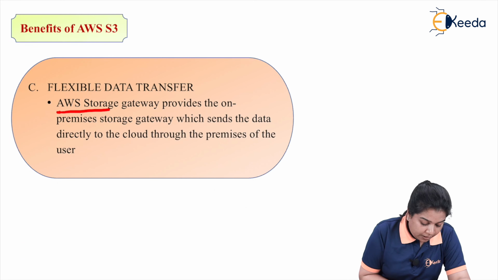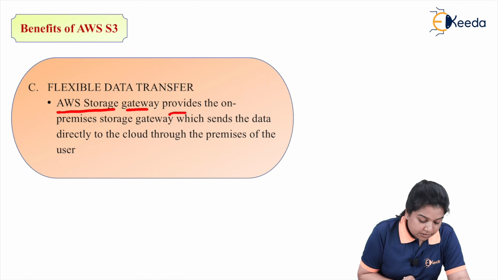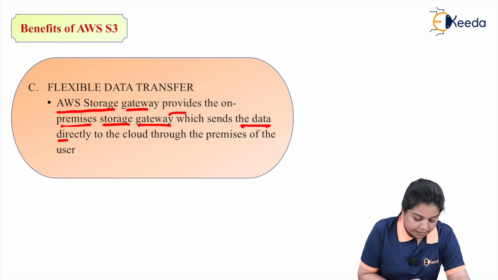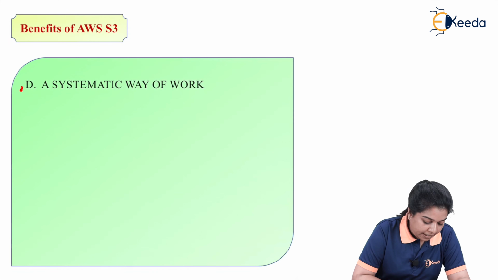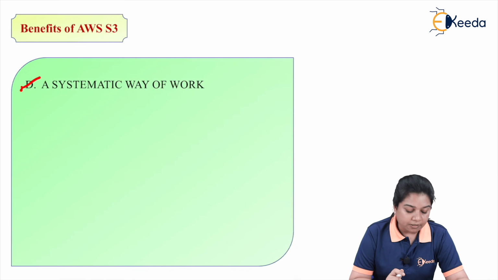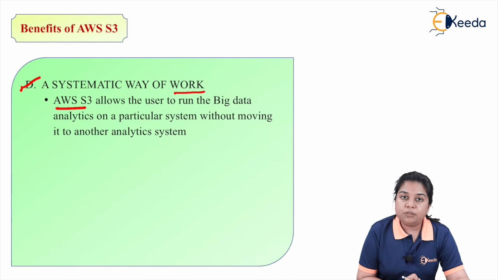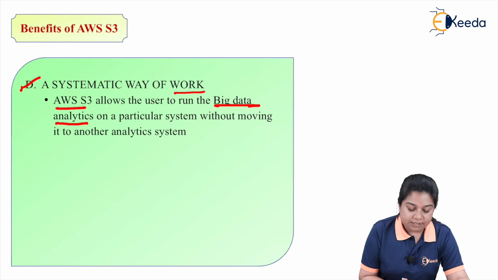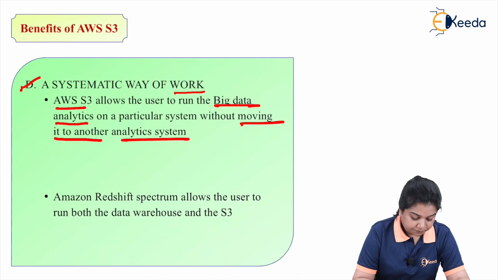Also, Amazon Storage Gateway, that is Amazon Web Service Storage Gateway, provides the on-premise storage gateway which sends the data directly to the cloud through the premises of the user. Then another benefit is a systematic way of work. AWS S3 allows the user to run big data analytics on a particular system without moving it to another analytics system.